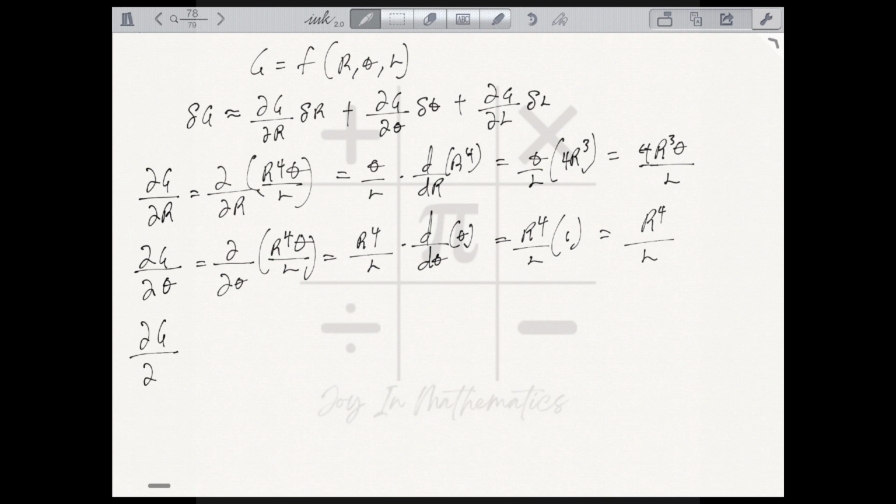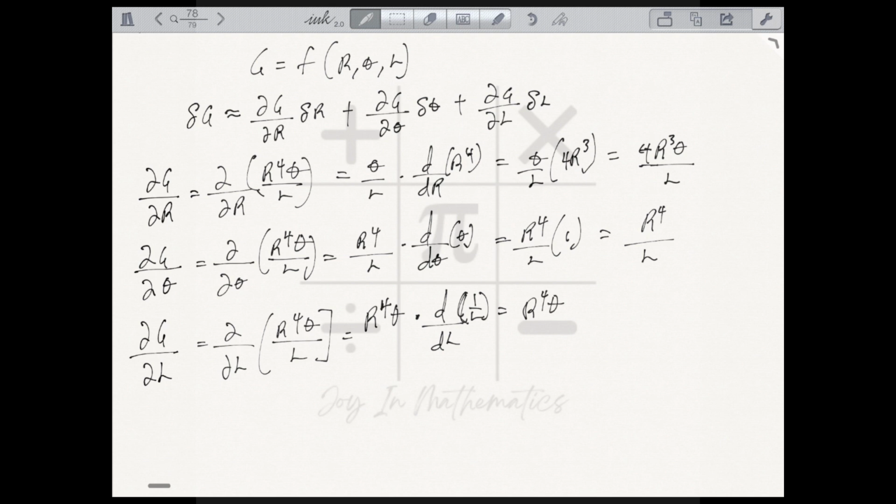And finally, partially differentiating with respect to L, that's R raised to power 4 theta divided by L. In this case, R raised to power 4 theta is a constant, and we differentiate 1 over L. This will give us R raised to power 4 multiplied by theta into minus 1 over L squared, and this will give us minus R raised to power 4 theta divided by L squared.